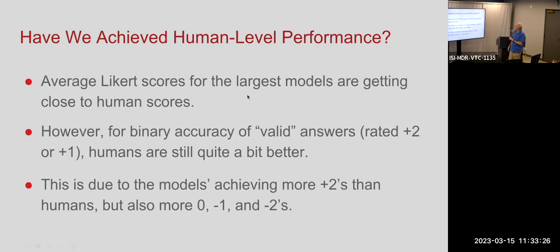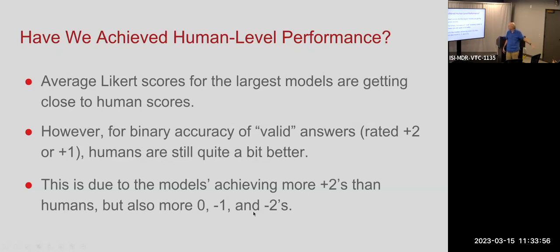So the average Likert score for the largest models with COMET knowledge added is getting pretty close to human. But let's break this down. Let's just break it into binary: it's valid if it's rated +2 or +1, and given 0 otherwise. Humans are still quite a bit better if we just binarize it. This is due to the models achieving more +2s than humans, but also more 0s, -1s, and -2s. And we'll look at the actual breakdown in a minute.